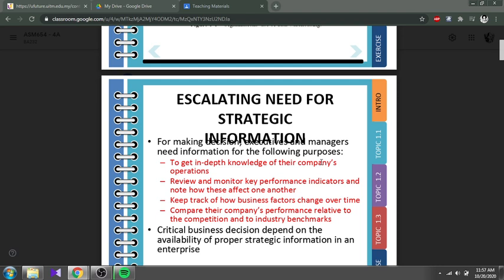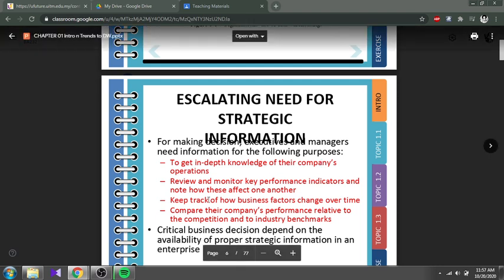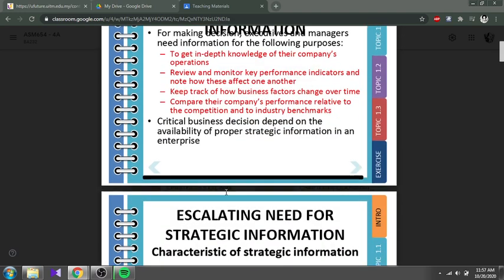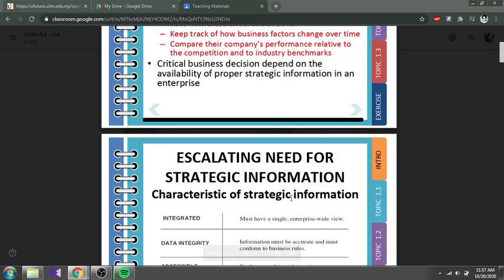And then critical business decisions depend on the availability of proper strategic information in an enterprise. So yes, they have to make decisions there. This critical business decision is the best that will give them more profits and more competitive advantage, so that they lead in the industry, in the market. Okay, escalating need for strategic information.